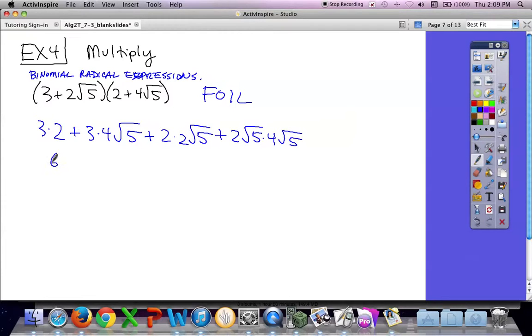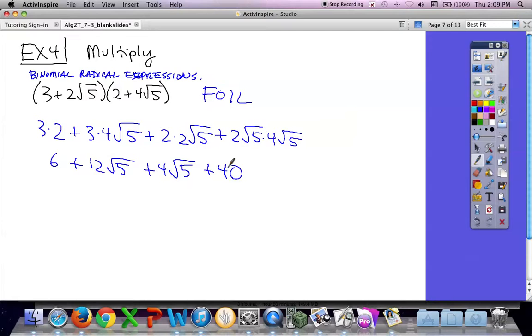Okay, the first is 6. 3 times 4 gives us 12 times the square root of 5. 2 times 2 gives us 4 times the square root of 5. And the last one, what do you get when you multiply? 2 times 4 is 8. And what is the square root of 5 times the square root of 5? 5. So this is 8 times 5, 40.